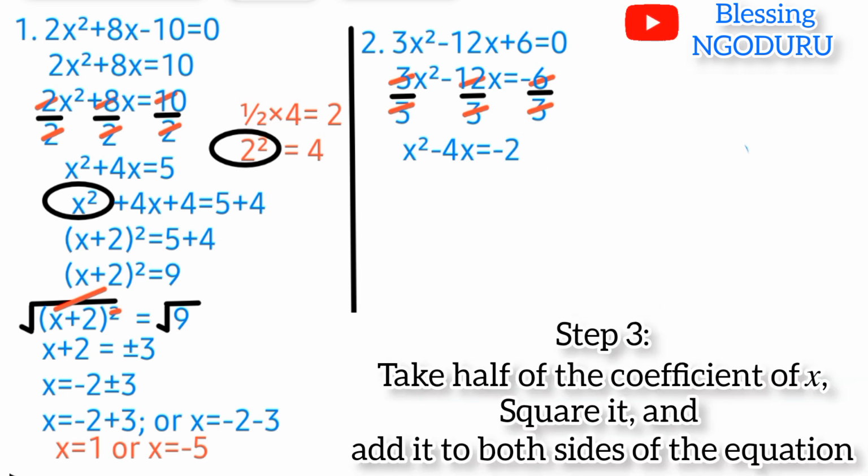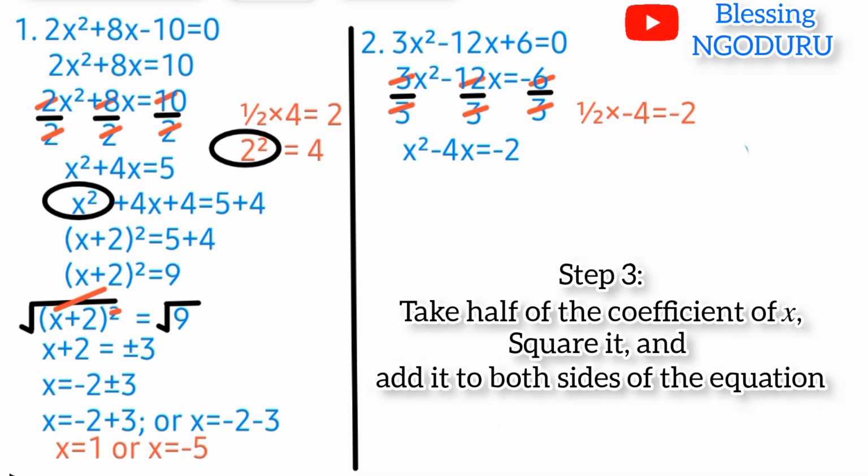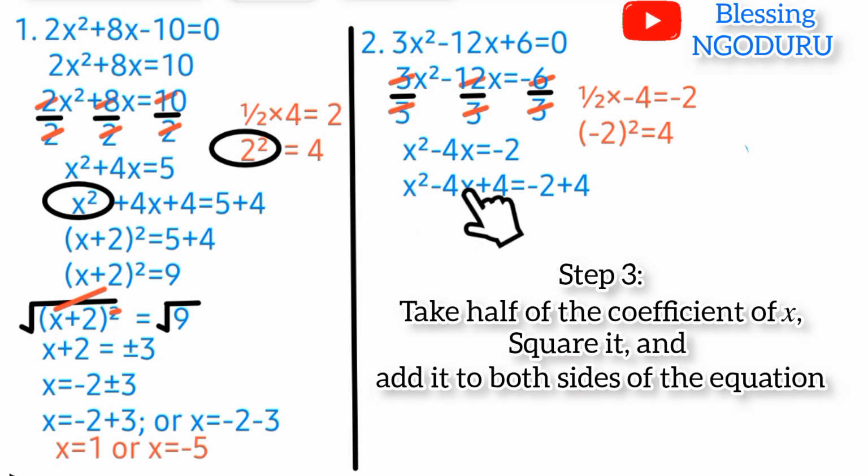Next is to take half of the coefficient of x, and the coefficient of x here is minus 4. Square it and add it to both sides of the equation. So half of minus 4 is minus 2. Then we are instructed to square it. So the square of minus 2 is equal to 4. Also, we are asked to add it to both sides of the equation. That is x squared minus 4x plus 4 equal to minus 2 plus 4.